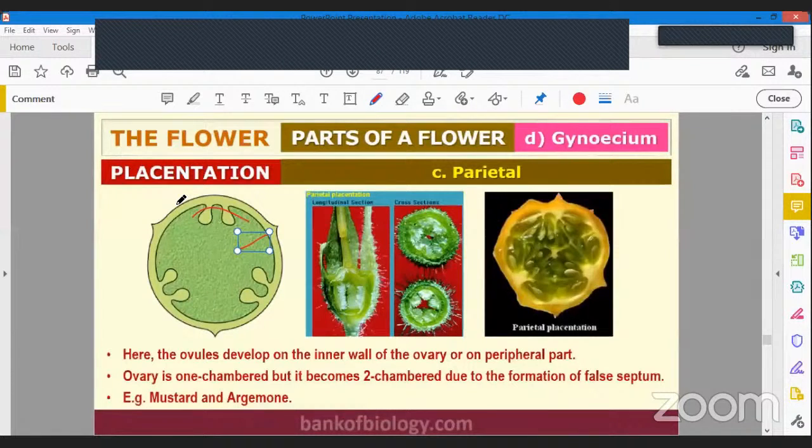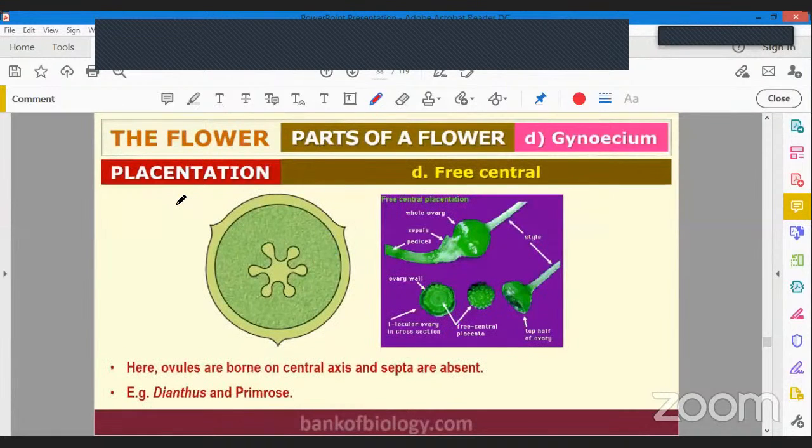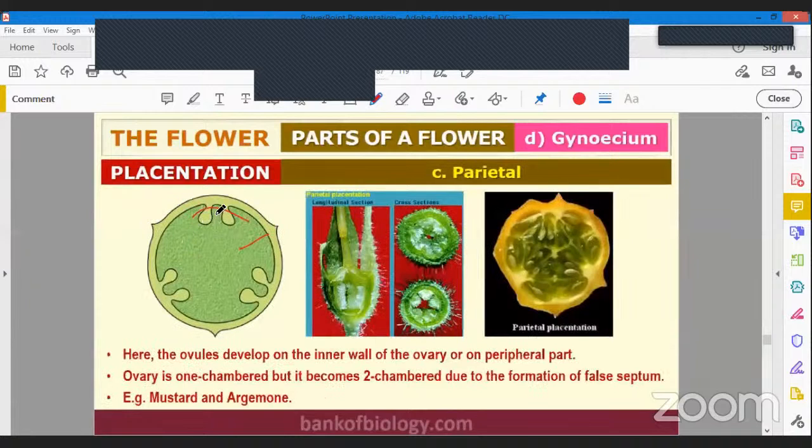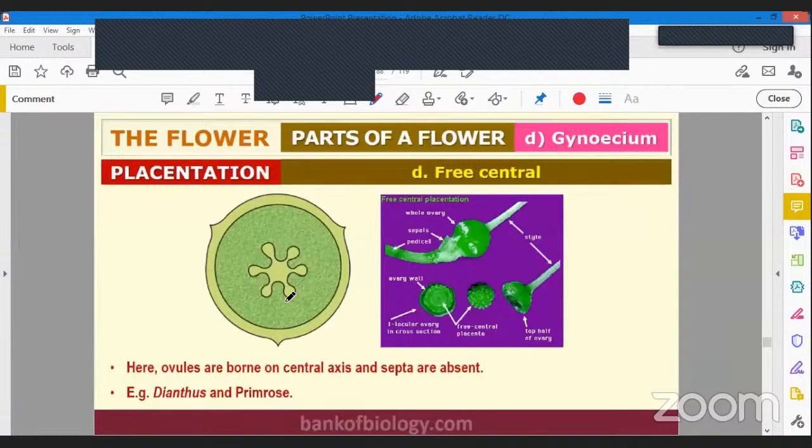So we go to the next part, that is free central placentation. Here the ovules are borne on the central axis and the septa are absent. So you might ask, sir, what is the difference here? There it is borne on the walls. Here it is found on the central axis and the septa are absent. Examples: dianthus and primrose. This is free central placentation.